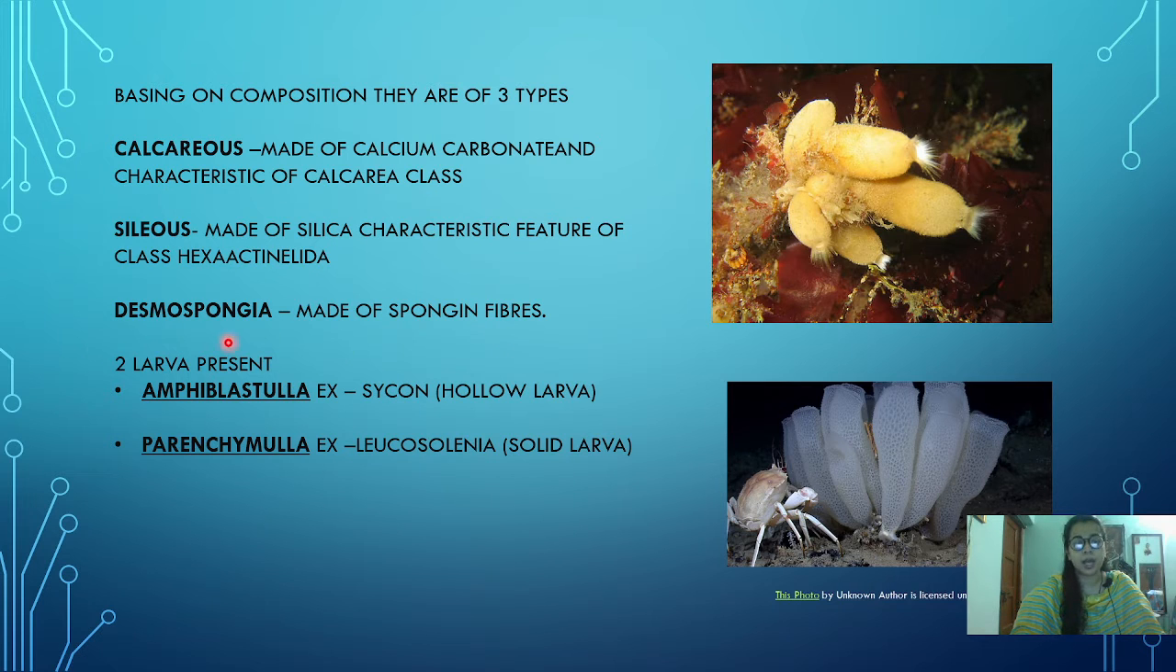Then, one important thing is that there are two larvae present in Porifera. One is known as amphiblastula, which is a hollow larva and is seen in Sycon. This is an example of Sycon. In Sycon we can see the larval form is amphiblastula. And Leucosolenia has the parenchymula larva, which is known as the solid larva. Why is it called a solid larva? Because the larva is solid and not hollow, that is, not having any cavity in it. So, these are the two larvae mainly seen in Porifera, and this is very important, mostly asked in exams: what are the larval forms of Porifera.